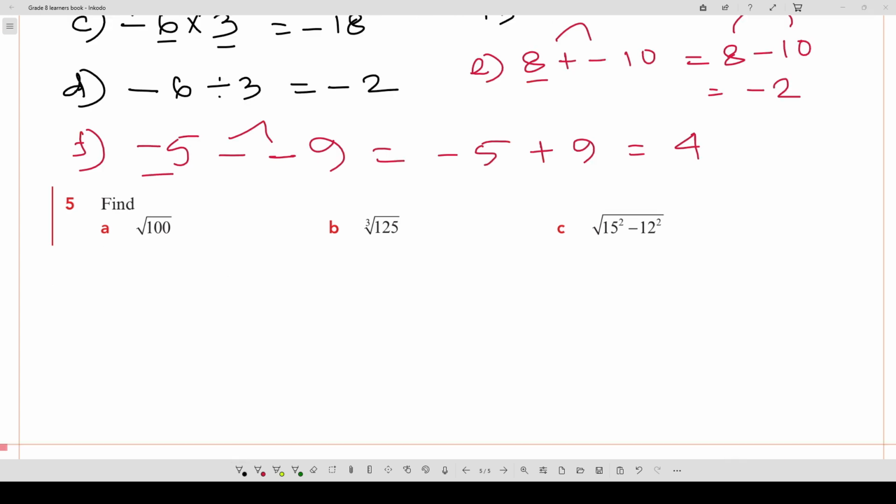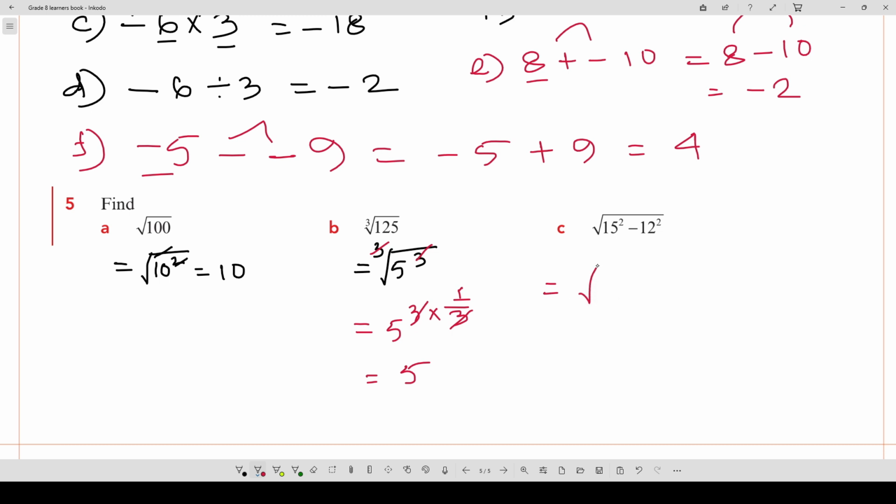Number 5. 5 is very important. 100. Look, this 100 we can write as 10 squared, and here is a root. So this root and square cancel out, it will be 10, right? Then 125. 125 we can write 5 to the power 3, and here is a cube root. Two ways we can do this one, 3 and cube cancel, or we can say 5 to the power 3 times the cube root we can write as 1 by 3. 3 and 3 divide, we will get 1, it means 5. So our answer is 5.